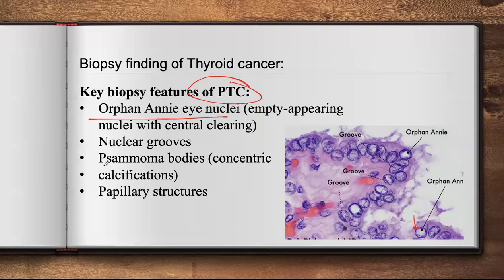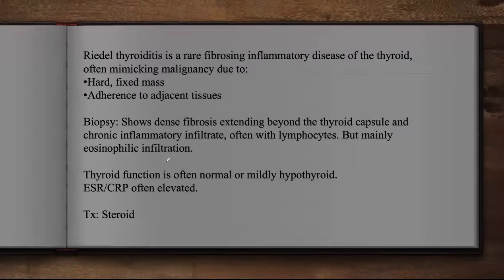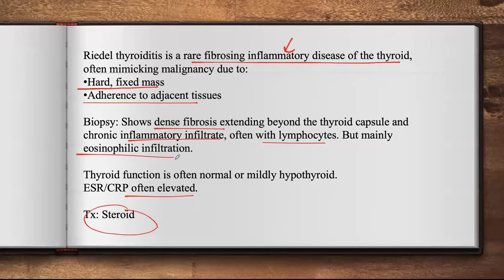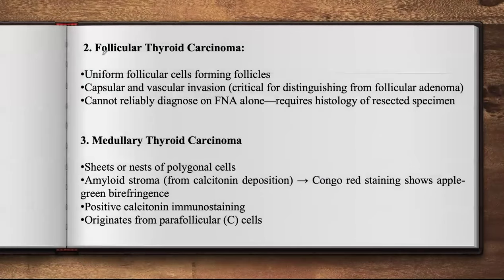We can also get these psammoma bodies. These two you should remember because if it is a papillary cancer, the biopsy will definitely say that it either has the Orphan Annie nuclei or the psammoma bodies. But our patient's biopsy doesn't have any of them, right? How about the next common one? Papillary thyroid cancer is the most common thyroid cancer.